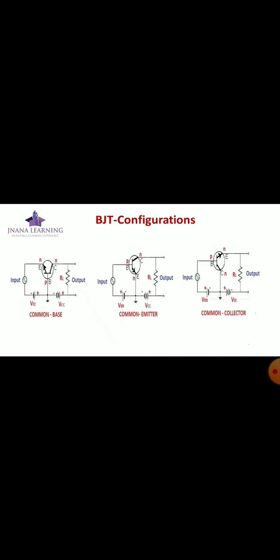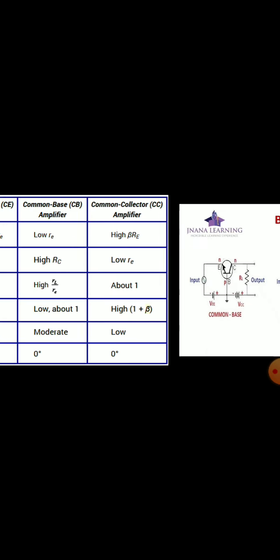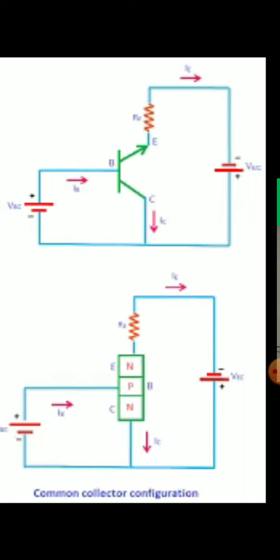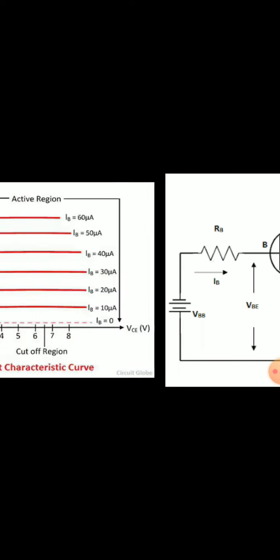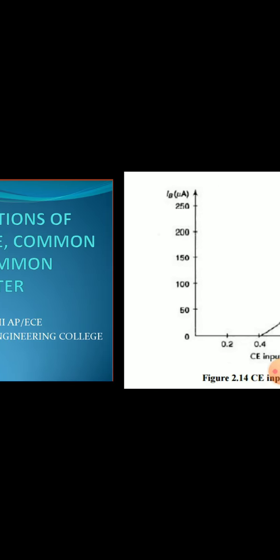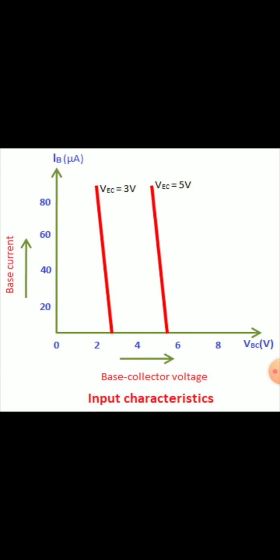It also has two types: one is the input characteristics curve and another one is the output characteristics curve. This is the input characteristics curve and this one is the output characteristics curve.